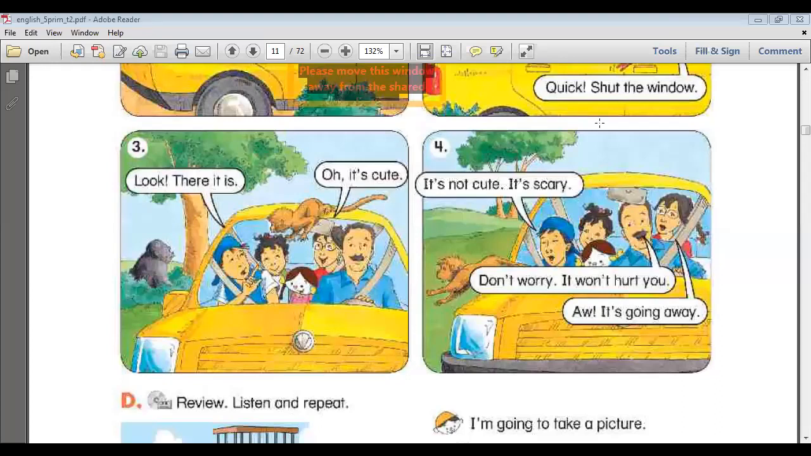Okay, now the problem is fixed. As you can see, it's not cute, it's scary. Don't worry. Yes, I missed it. Okay, can you see it?